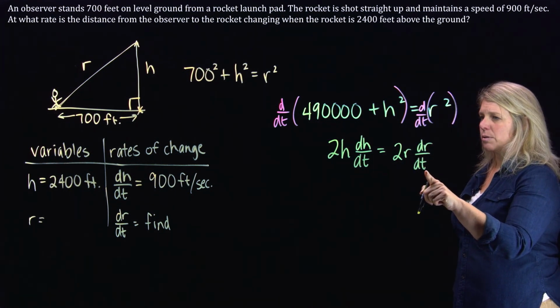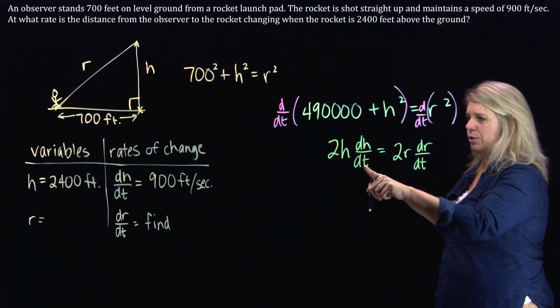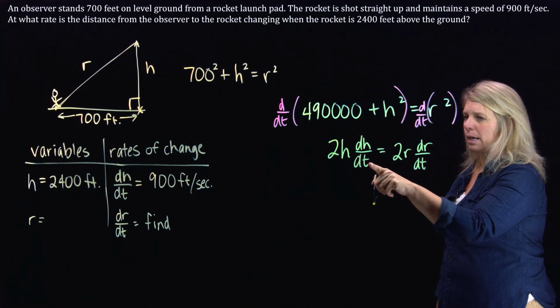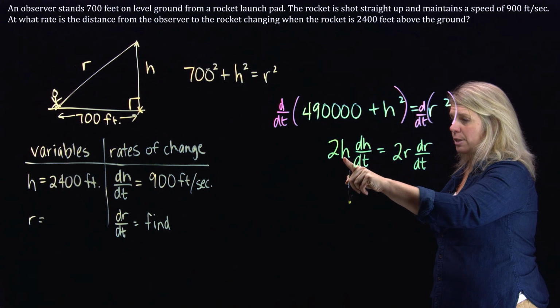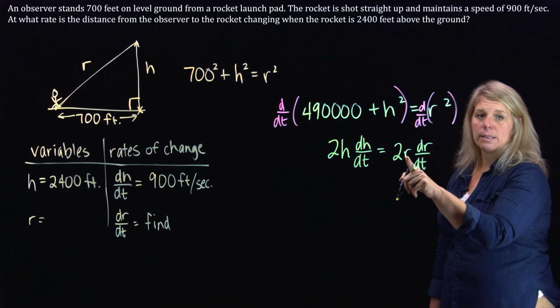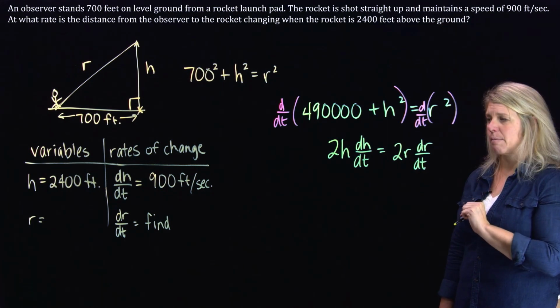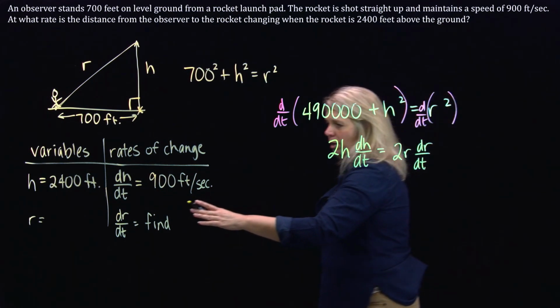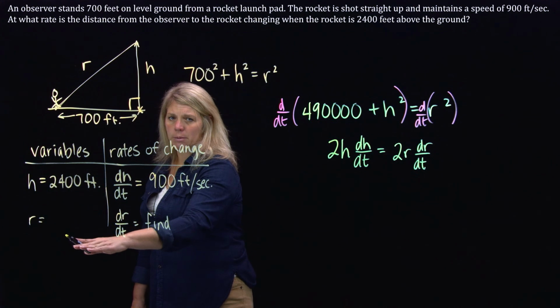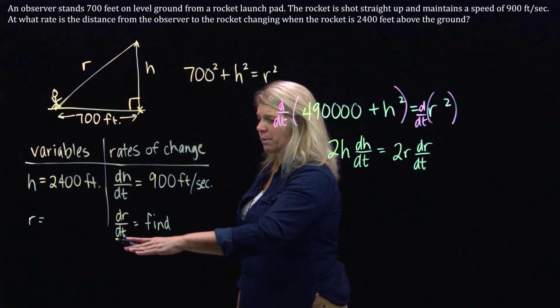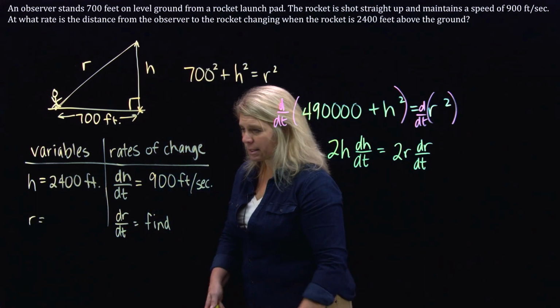dr/dt is what we're supposed to find. We know dh/dt, 900 feet per second. We have a value to plug in for h at a particular instant. I will need to find a value for r here to plug in so that I can find the dr/dt that I'm asked to find. So we're going to have to go back over here and do a little bit of work. Sometimes we need to know all of these values to do the problem, and sometimes we don't. Okay, but this time we will.